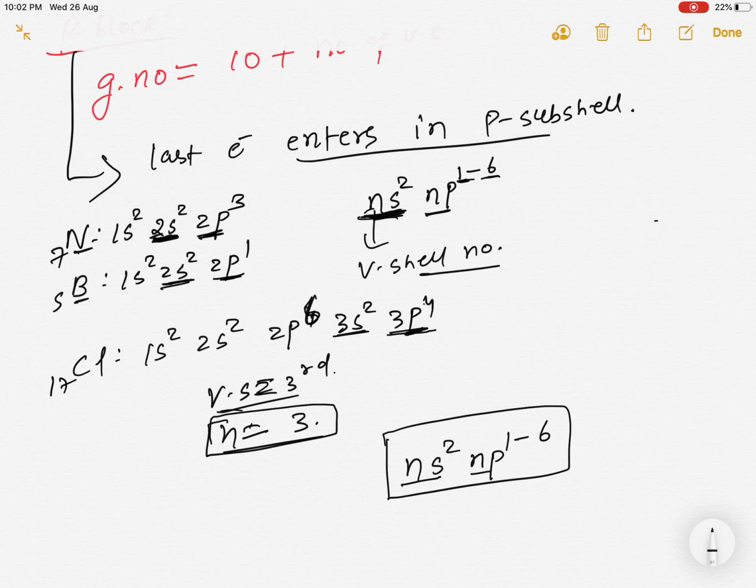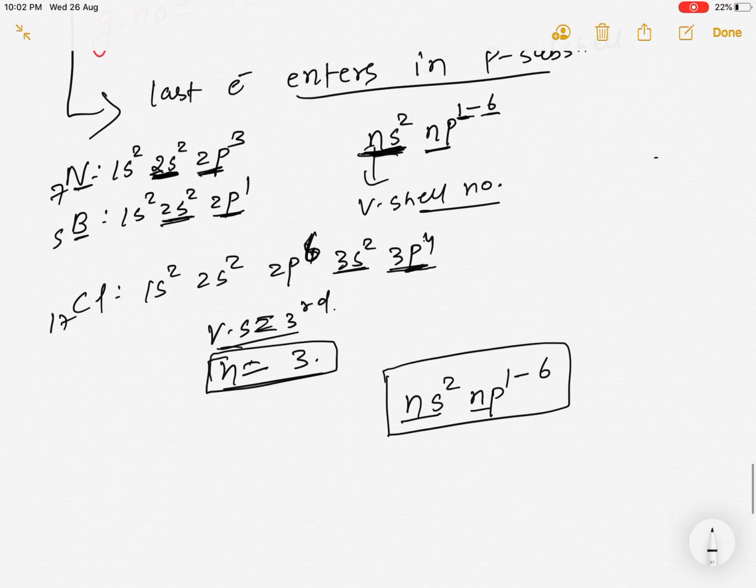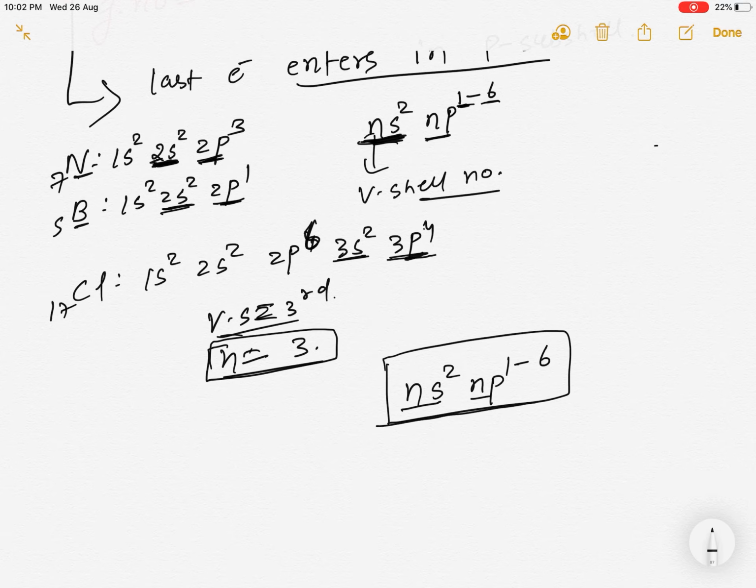There should not be d over there, because if d is there and you have more electrons left, and some electrons are there in the d subshell also, then you are not going to call it a p block element, you will call it a d block element. Right. Okay, remember, p block elements will have the configuration like this.